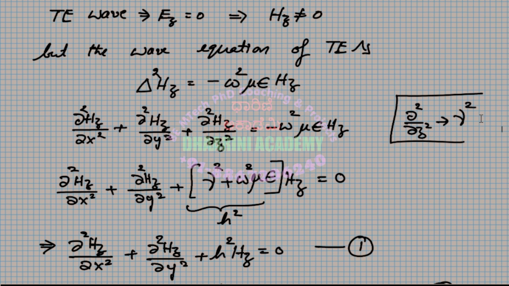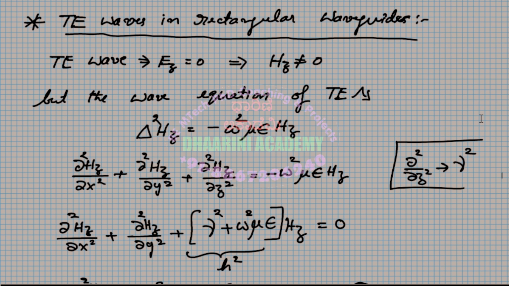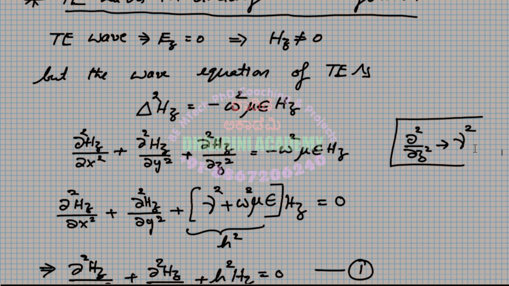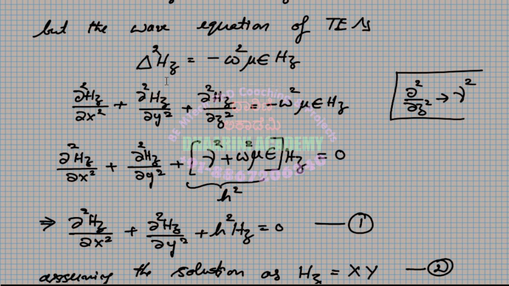Okay, right. So in case of a TE wave, we know that the Ez component is equal to 0, but Hz is not 0, right? So in the general equation of the wave, we can write as follows: del square Hz equal to minus omega square mu epsilon times Hz. That's the equation governing the wave propagation, right, corresponding to the TE wave. We'll substitute for del square and we get this equation.